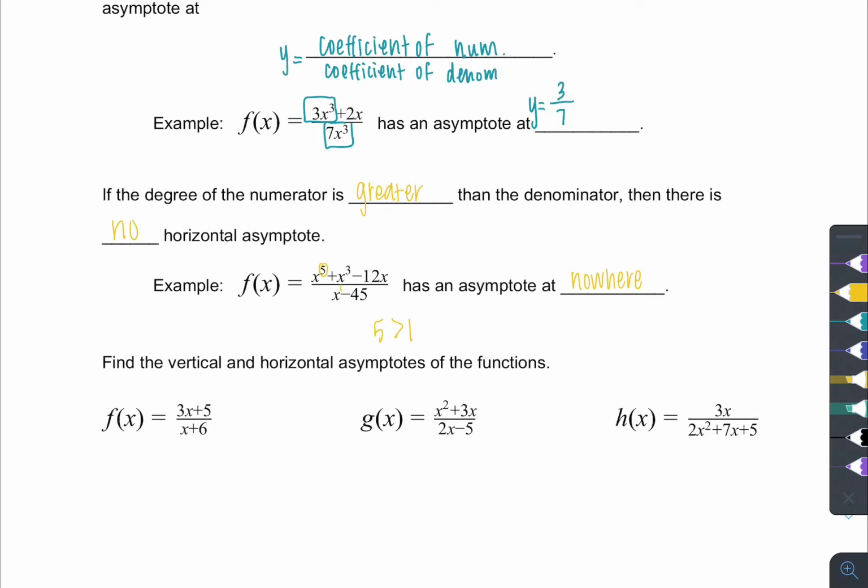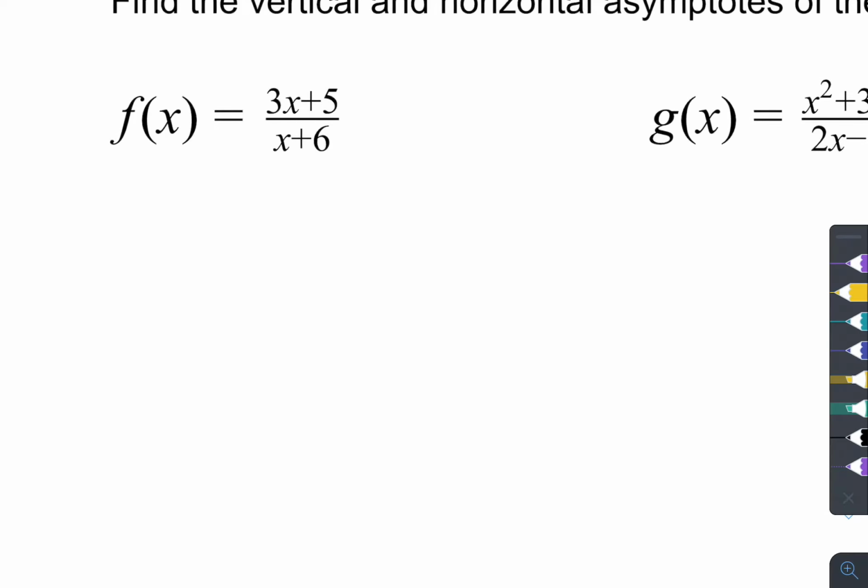So we're going to find the horizontal and vertical asymptotes of these functions down here. So if you need to review your old notes, you can. Let's find vertical asymptotes first. So our vertical asymptote for the first one, we have to set our denominator equal to 0 and solve. So we get x equals -6 as our vertical asymptote.